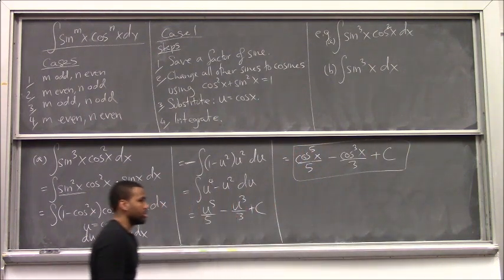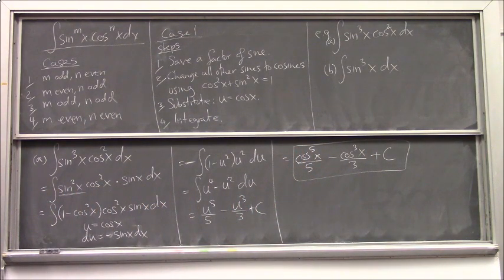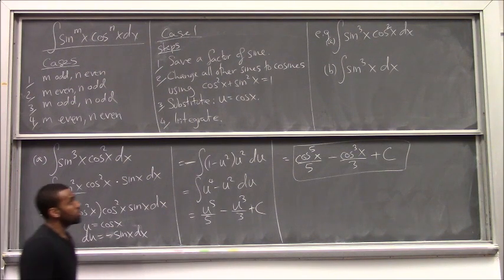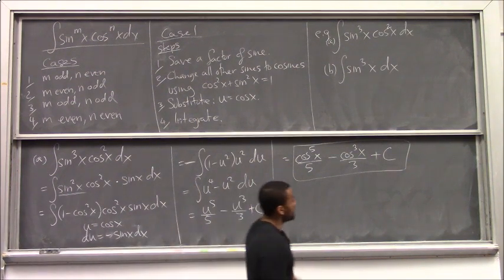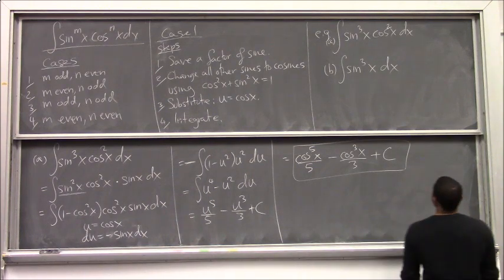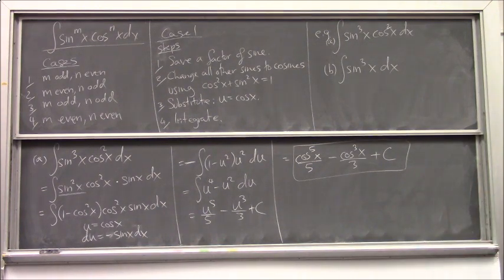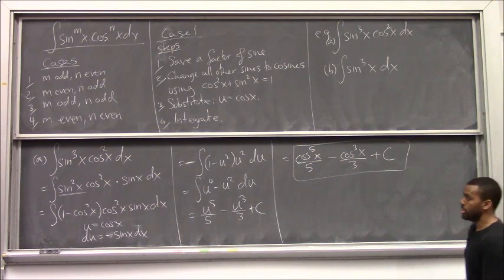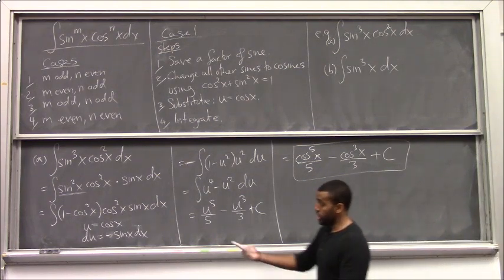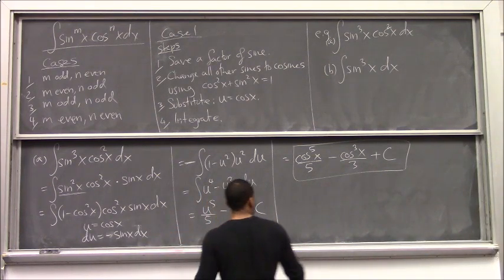Not so bad. Well, no individual technique is usually that bad. It's just that when you have a mixture of them, how to know what to pick, what to do. But yeah, if you have sines and cosines, an odd power of sine, an even power of cosine, then you do this. You save a factor of sine, change all the other sines, do a substitution.